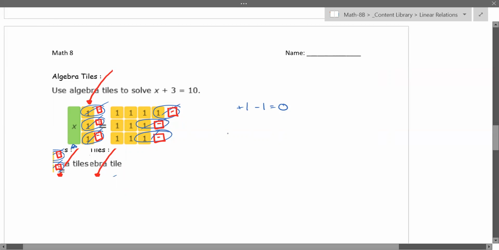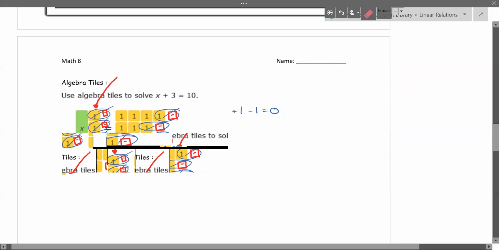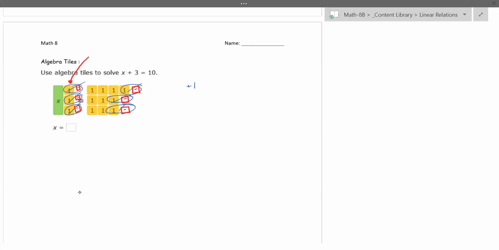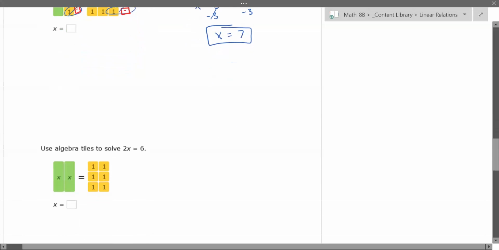And that makes sense. If I was to write this one out, I would have x plus 3 equals 10. If I replace that x with a 7, well, 7 plus 3 equals 10. So I'd write that out. Let me show you with our notation. So I added 3 negatives, add 3 negatives. Those cancel. Well, 10 minus 3 is our 7. So that's your notation for your algebra tiles.